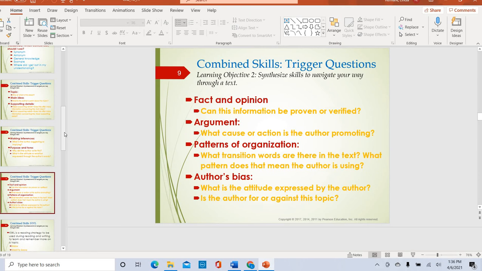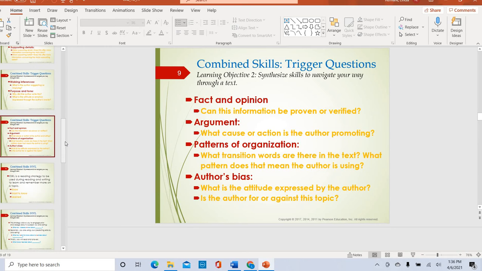And then most recently, we talked a lot about these critical thinking type concepts, fact versus opinion. Fact, can it be proven true or false? Opinion, is it someone's personal view or judgment? Argument, is the author trying to make a point in a particular aspect? Are they trying to promote a particular cause? Which goes along to me a lot with bias. Is their attitude expressed? Are they for or against something, or are they just giving the information?